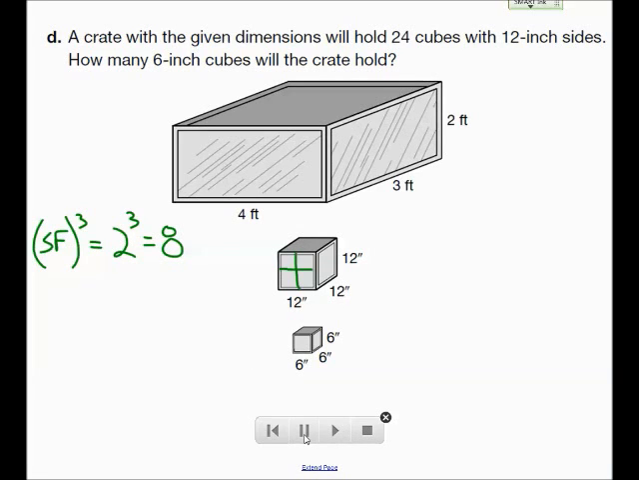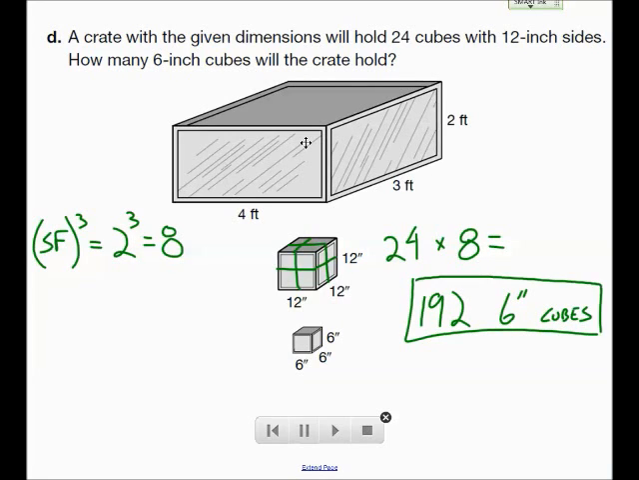And I'll show you right here. If I draw this, hopefully you can see how 8 of these, 4 on the front and 4 on the back, fit in here. So now all we have to do is one little piece of multiplication. If we know that 24 of the 12-inch cubes fit into here, we'll just multiply by 8 to find out how many 6-inch cubes. So 24 times 8 is 192, so there's 192 6-inch cubes in this crate if it holds 24 12-inch cubes.